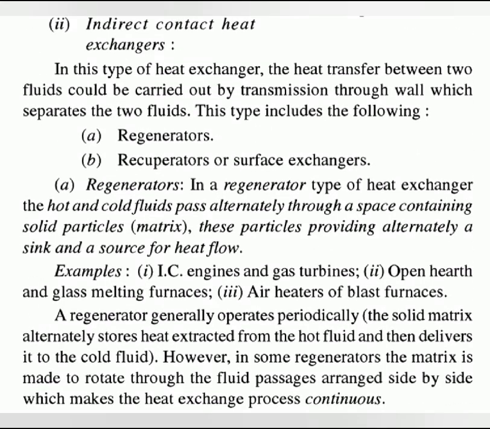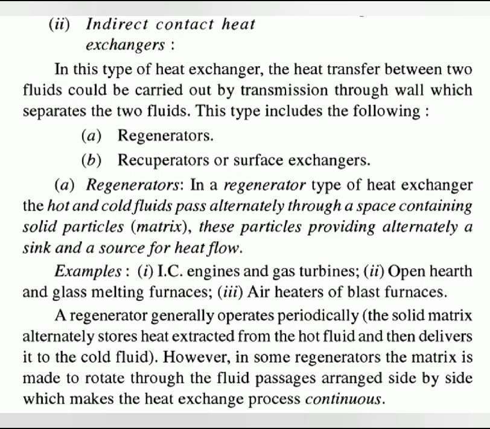Next is the indirect contact heat exchanger. In this type of heat exchanger, the heat transfer between two fluids is carried out, but the transmission takes place through a wall. There is a separating substance such as a wall. In the other case, direct contact, there is direct mixing of hot fluid and cold fluid. Here there is a wall or some sort of membrane which separates the two fluids. The major types of indirect contact heat exchangers are the regenerator and the recuperator.